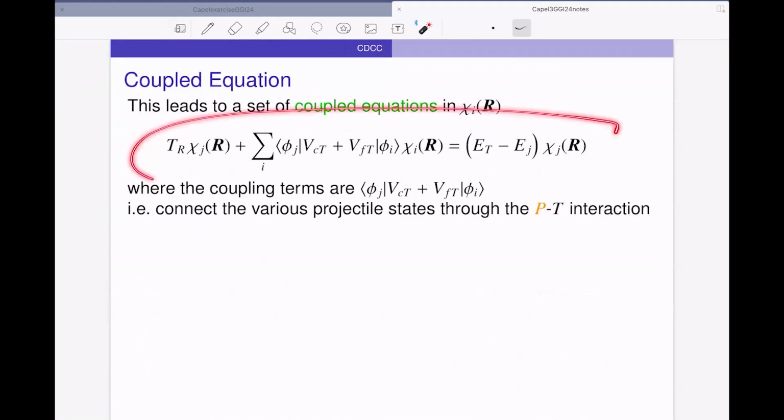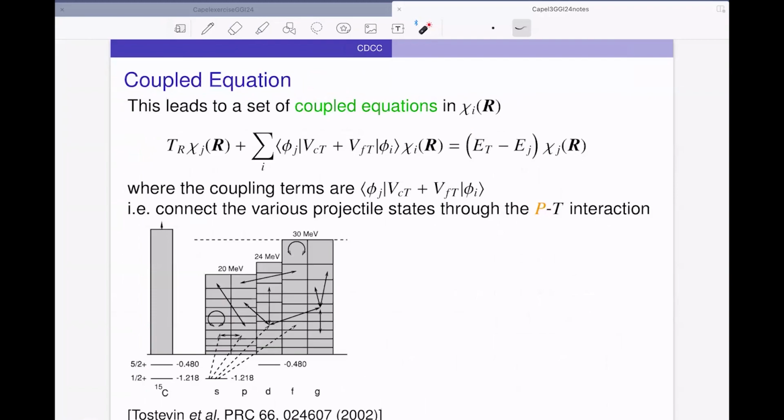So this is a clear way to write the equation with this coupling term. And so here is a drawing of what's going on. In this case, for carbon 15, sorry, I will change from carbon 15 to beryllium 11, depending on what I have. I like the drawing, and it's a picture from Jeff Tostevin. So you have here the spectrum. You have the 1/2 plus bound state. You have a 5/2 plus, in this case, excited state, and then you have the continuum.